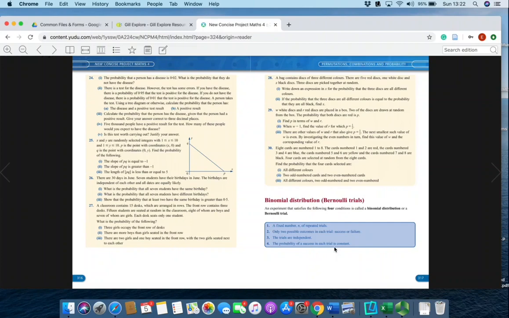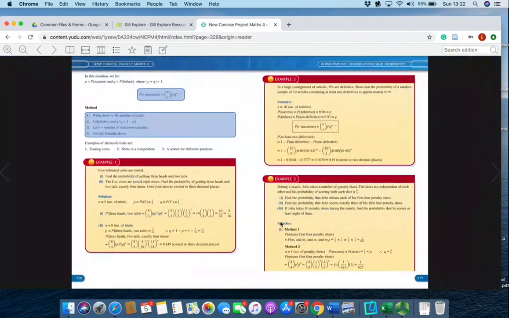The trials are independent. Throwing a 6 does not influence whether I throw a 6 on the next throw, and the probability of success is the same. Yes, the probability of throwing a 6 is 1 over 6. So Bernoulli trials, very important.